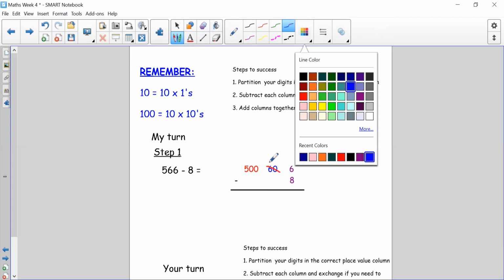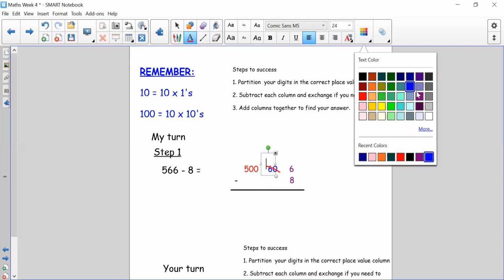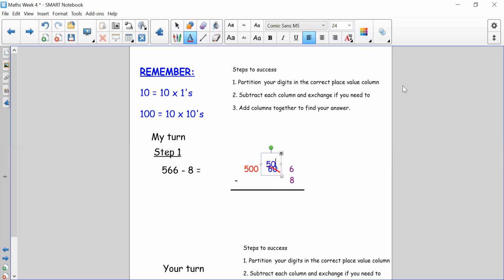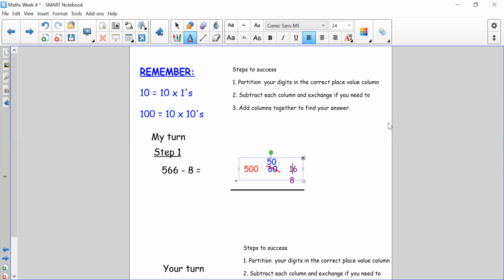So I'm going to change this here. We no longer have 6 tens, but we now have 5 tens. So we have 50. And my 10 digit goes into my ones. So this number becomes 16. Now I have 16 in my ones because I've added my 10 and I need to take away 8.